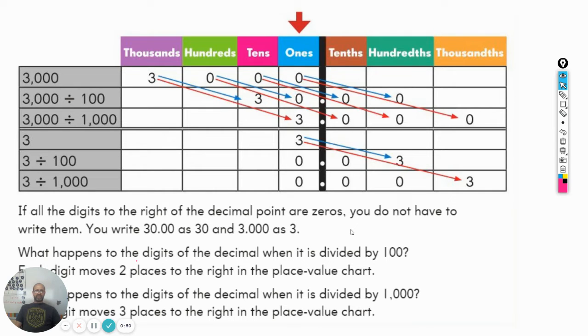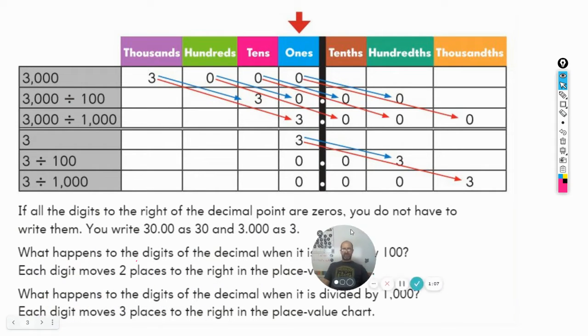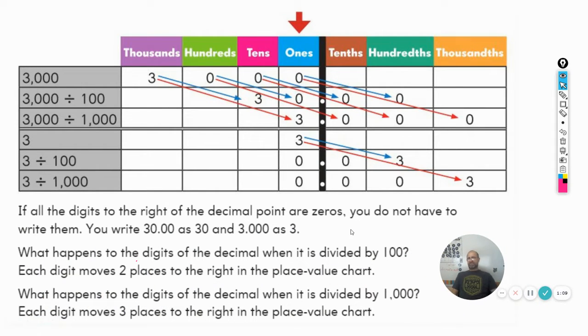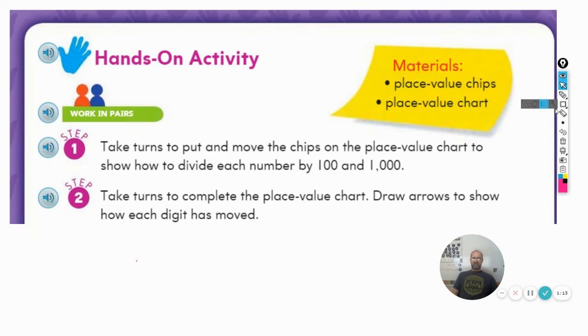Alrighty. Any digits that end up on this side of the decimal that are after the, so some of these zeros you don't have to write. This one you still need to write because it's before the 3, but any zeros at the end after the decimal you don't have to, okay? Notice if you're dividing by 100, your digits are all going 2 places, and when you're dividing by 1,000, your digits are all going 3 places.